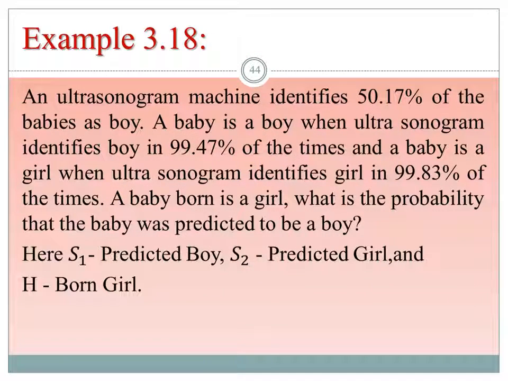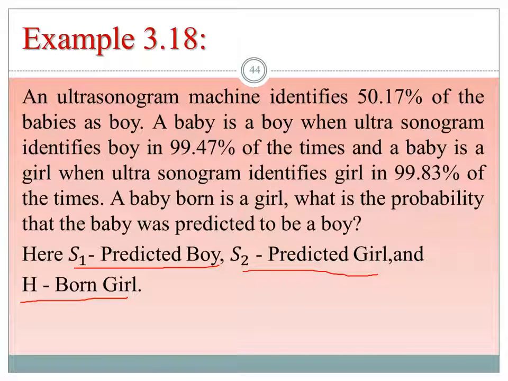An ultrasonography machine identifies 50.17% of babies as boys. A baby is a boy when the ultrasonogram identifies boy in 99.47% of the cases, and a baby is a girl when the ultrasonogram identifies girl in 99.83% of the cases. A baby is born a girl. What is the probability that the baby was predicted to be a boy? In this case we define S1 as predicted boy, S2 as predicted girl, and H as the common event, born girl.